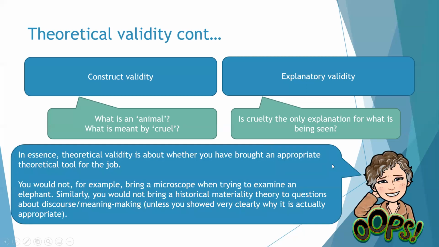So in essence, theoretical validity is about whether you've brought the right tool to the job. You wouldn't want to bring a microscope to examine an elephant. You wouldn't want to bring historical materiality theory to questions about discourse, unless, of course, you're able to show very well why it is appropriate. It is about the appropriateness of the tool to the job. Just a reminder, we saw an example of bringing the wrong tool to the job when we looked at the Buthelezi paper just before session 3.